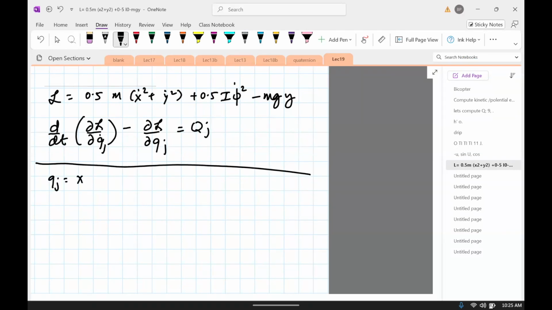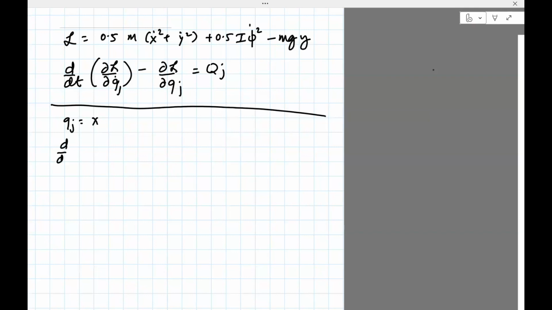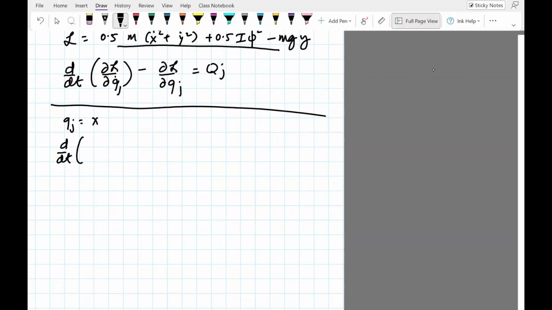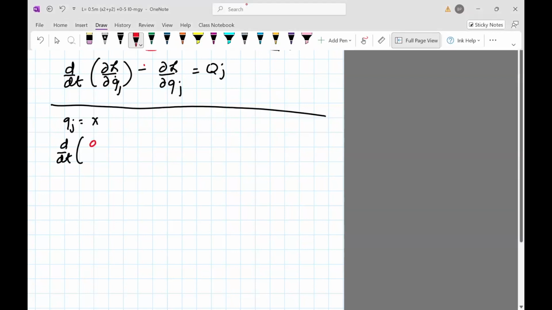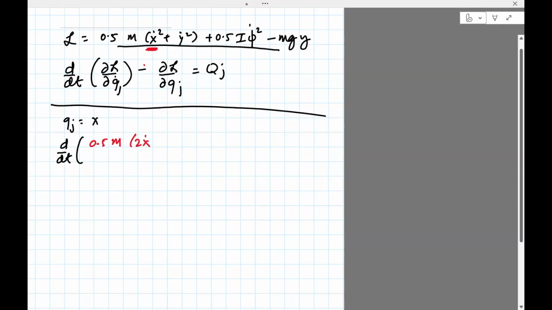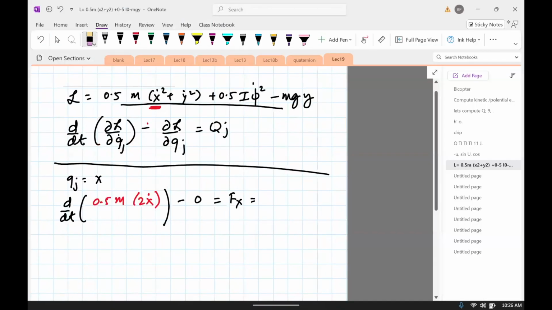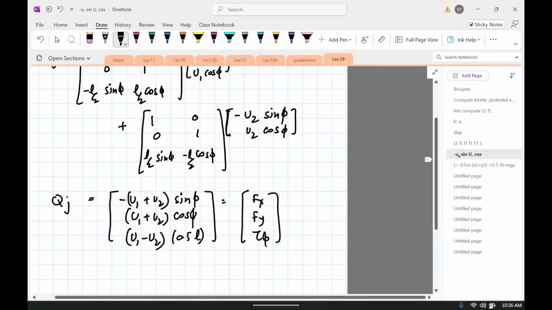Okay, let's start with q equals x. So d/dt of this whole thing with respect to x dot. You can see the only term which will be non-zero is this one. So the derivative of 0.5 m x dot squared with respect to x dot. Okay, next dL/dq, so dL/dx, but there's nothing in here which is x, so this is 0, equals Fx, but Fx from the previous page was minus (u1 plus u2) sine phi.